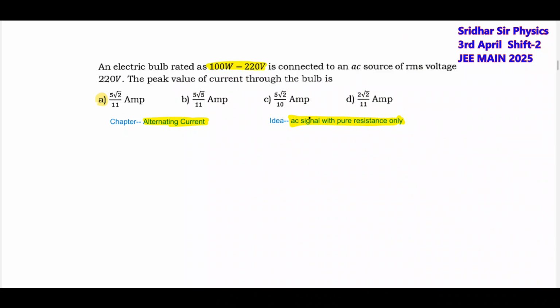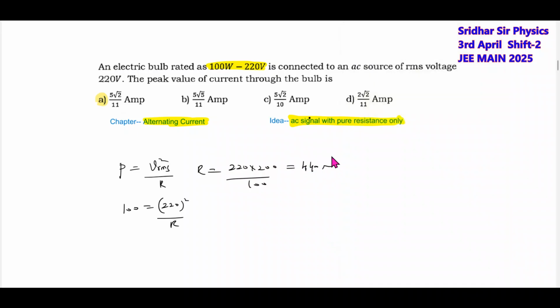From this we can calculate the power dissipated, equal to Vrms square by R. We'll calculate the resistance. So the power dissipated is 100, which equals 220 whole square by R. The value of R will be 220 squared by 100, which becomes 440 ohm.